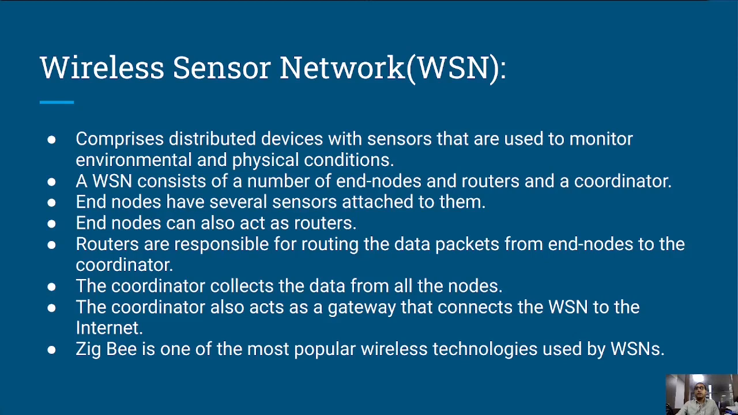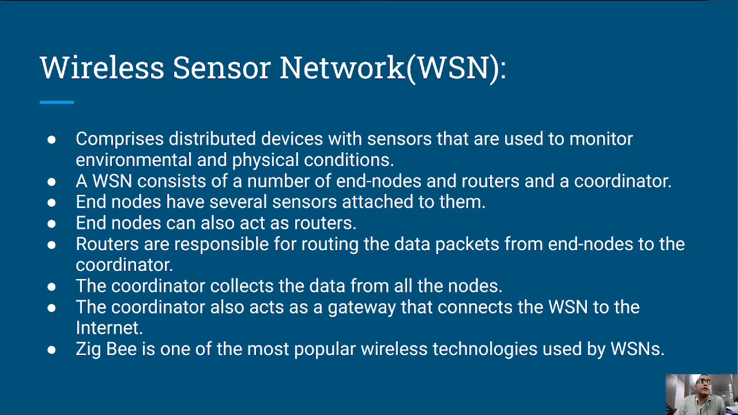So the first enabling technology that we'll be discussing is the wireless sensor network. It normally comprises distributed devices with sensors that are used to monitor environmental and physical conditions. Normally, if you want to detect, let's say, forest fire, then you can deploy a wireless sensor network. Or let's say you want to find out the environmental conditions, like the temperature, or the humidity level, or the percentage of CO2 in a particular area in ppm, or you want to find out the presence of harmful gases in a particular large geographical area, you can deploy it.